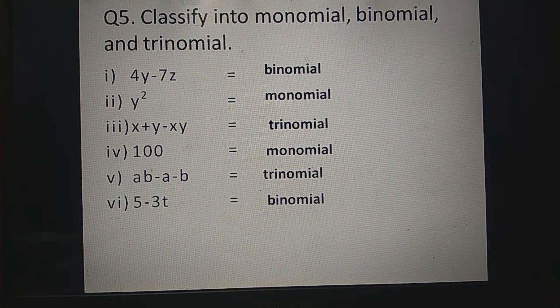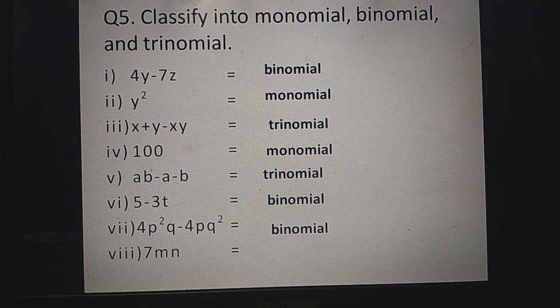Next one, how many terms are there? It's 2. So you will get binomial. Next, how many terms are there? 2. Again, binomial. Next, how many terms are there? Only one. No plus minus sign. It means it's monomial.